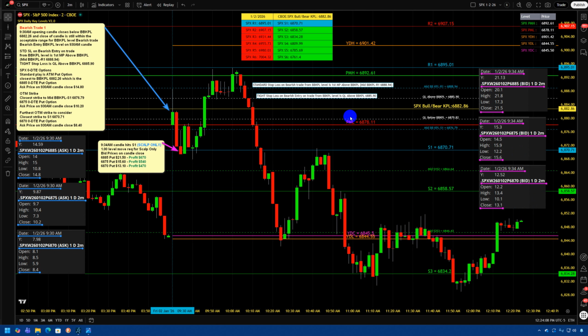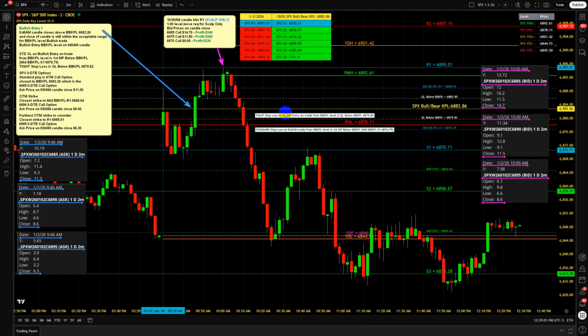All right, now we'll look at the second trade of the session. The second trade of the session is a bullish entry. A bullish entry on this 9:46 a.m. candle here as it closes back above the bull bear key price level.